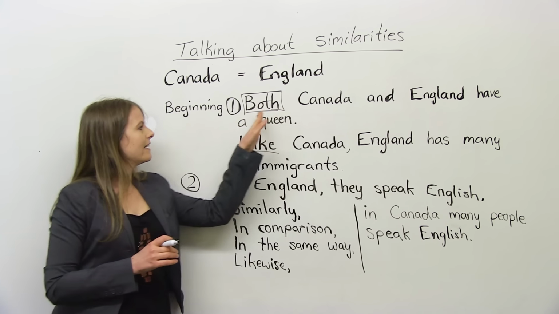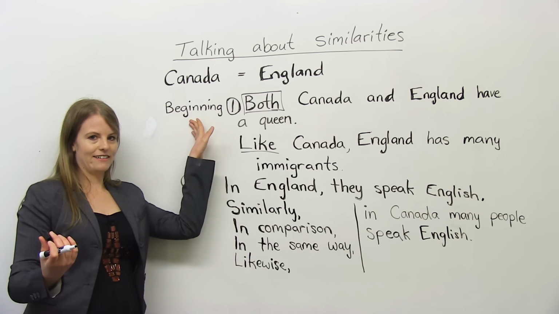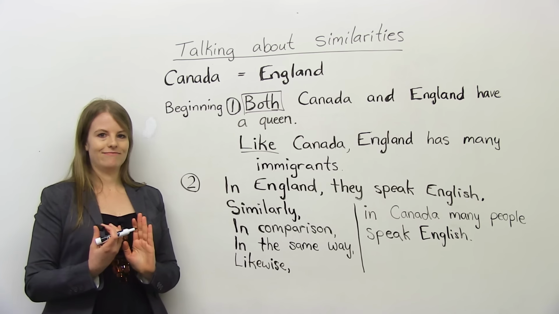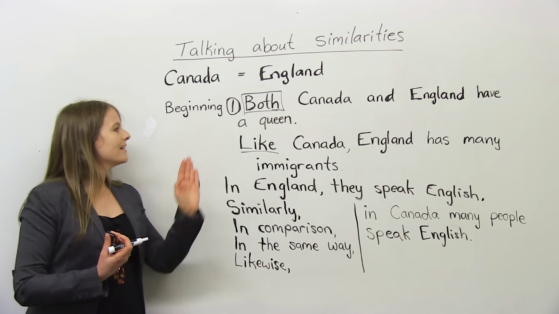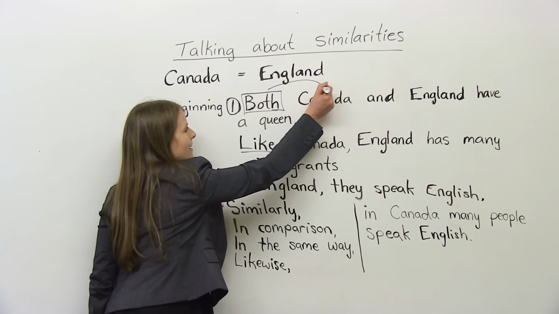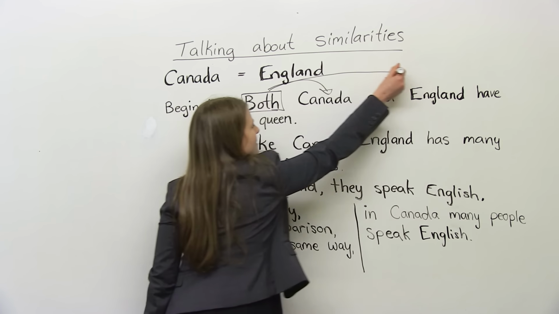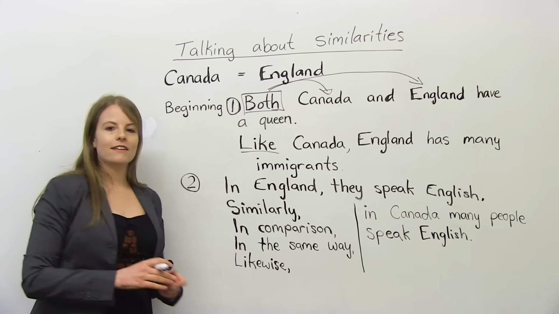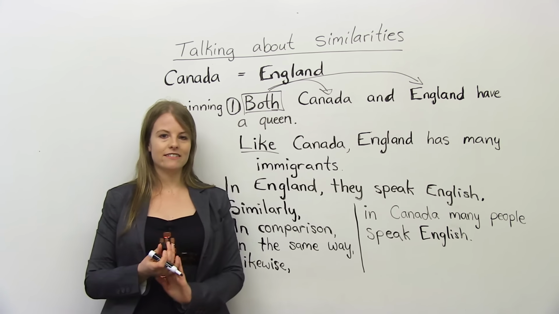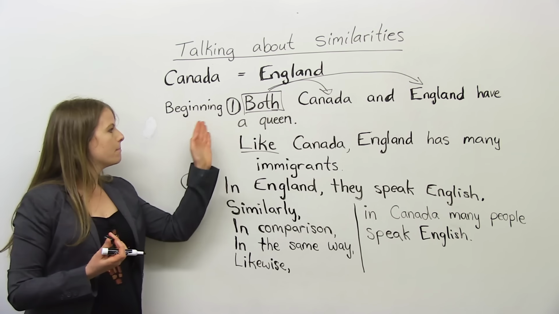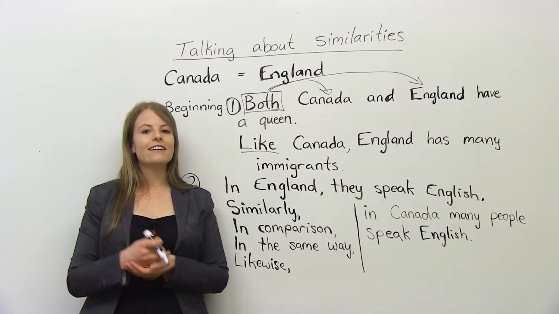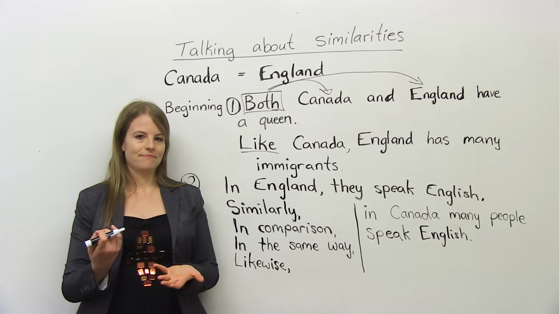Now, I want to say why I wrote the word beginning here. Both often comes at the beginning of a sentence. And notice how the construction is. We have both A and B. Another example, both cats and dogs are animals. Both hamsters and mice are rodents, okay? So we use this a lot when we're comparing.